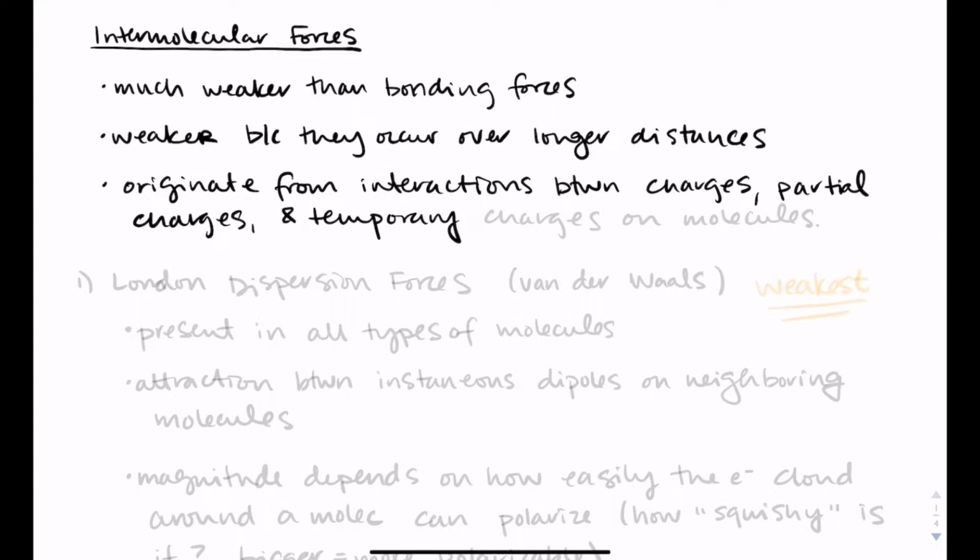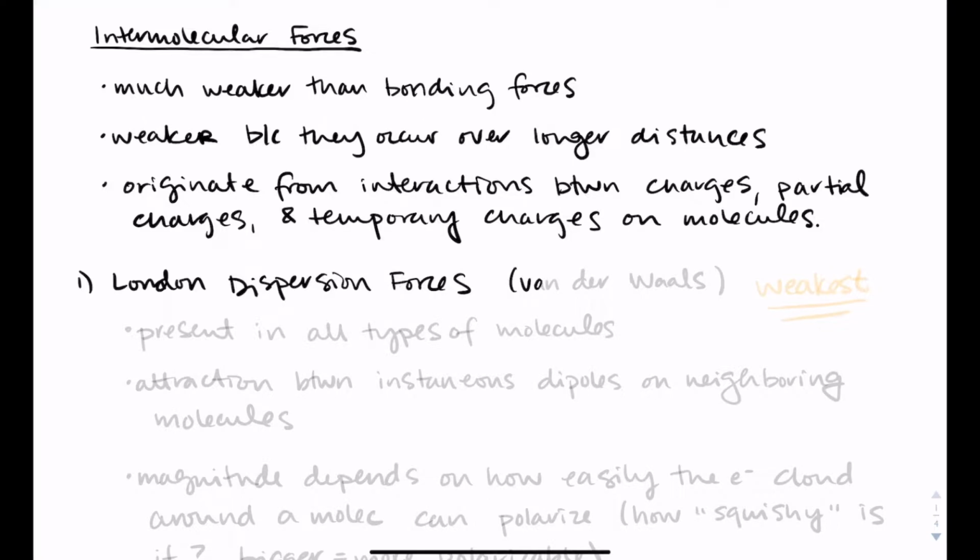These are present in all types of molecules. Every single molecule in existence will have London dispersion forces as an intermolecular force between molecules in a sample. These are the weakest, and they are an attraction between an instantaneous dipole and an induced dipole on neighboring atoms. And of course, I'll draw you a picture of this in a second.